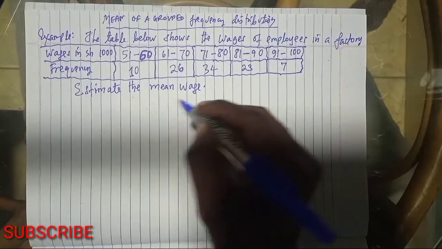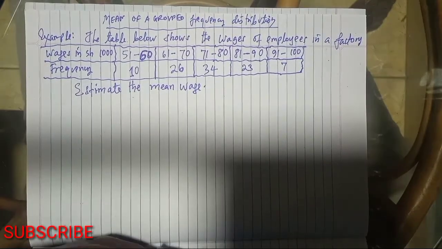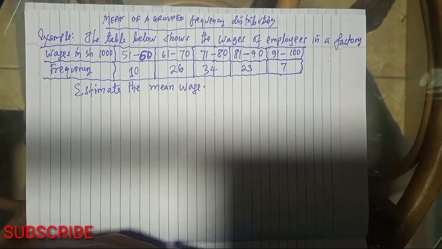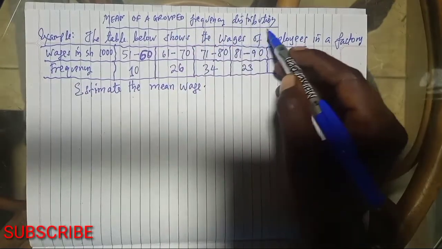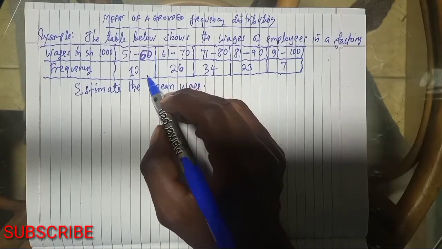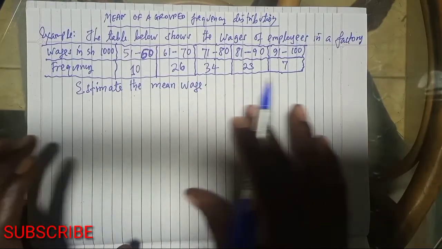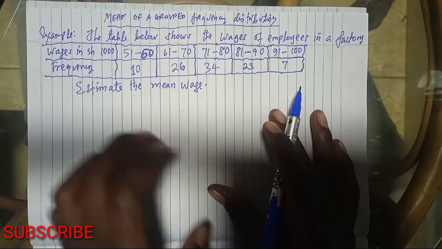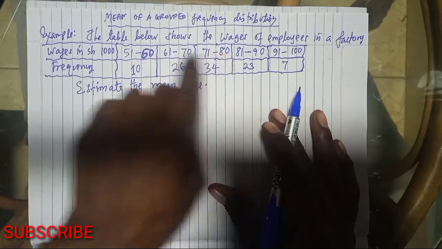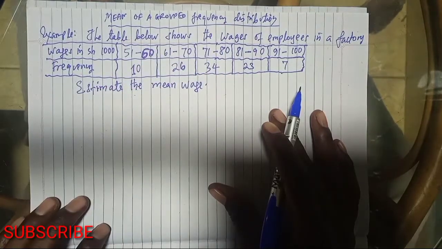Now, you have to estimate the mean wage. That means the payment, in estimation, that will be made for a single employee in a factory. So we are looking for the mean. But this is a grouped frequency distribution table, so what you have to do is draw another distribution table that will include the midpoints for these groups.